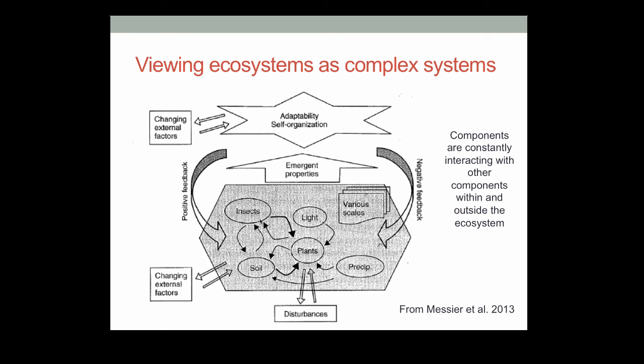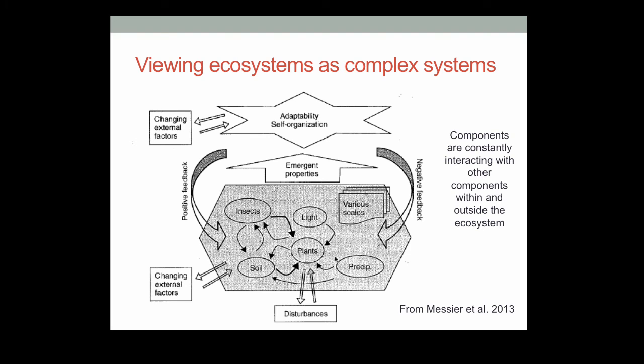And so within this ecosystem, as far as a complex system, we have a lot of internal components that are constantly interacting with each other. And then there are external factors that are interacting that we need to be cognizant of as to how those actually are changing these interactions that occur within the ecosystem as well.